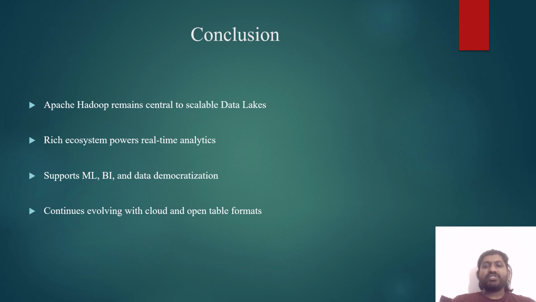In summary, Apache Hadoop remains a cornerstone for enterprise-scale data lakes. It provides scalable, secure, and cost-effective infrastructure for handling all types of enterprise data. Its ecosystem supports ingestion, processing, querying, governance, and analytics. As demonstrated with Uber, organizations can achieve near real-time analytics and robust machine learning using Hadoop-based architecture. With ongoing innovations, Hadoop continues to support modern data strategies, whether on premise or in the cloud.